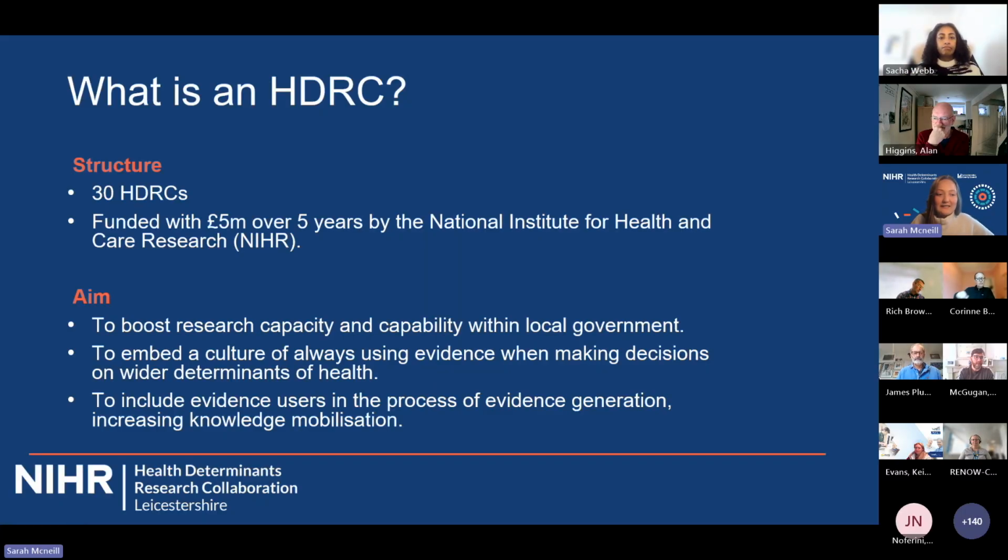So what are HDRCs? As I've said, there are 30 of us across the UK. We've all received funding from the National Institute for Health and Care Research, £5 million over 5 years. We received that at different times, so we're all different years old, if you will, but our aims are the same. We're all based in local authorities, and we're there to boost research capacity and capability, and to embed a culture of always using evidence when making decisions, specifically those that will impact health in the future. Our HDRC language for that is wider determinants of health. And finally, we aim to include the people who we want to use research at the start of the research process. That's really what all the HDRCs are doing across the UK.